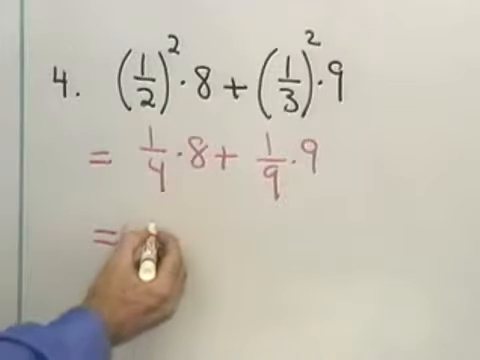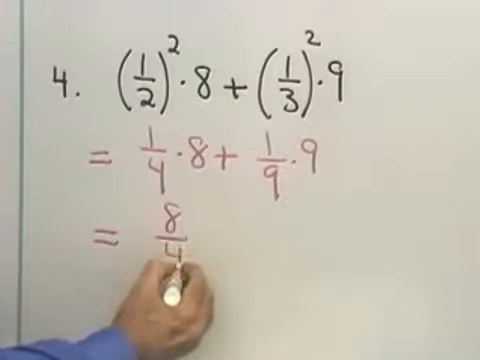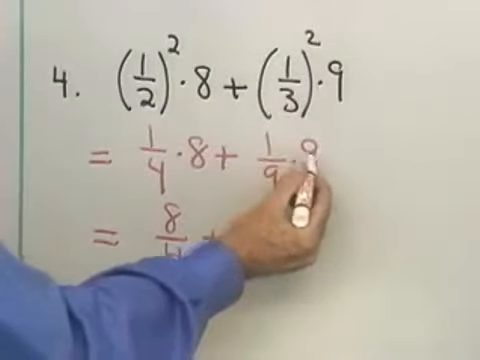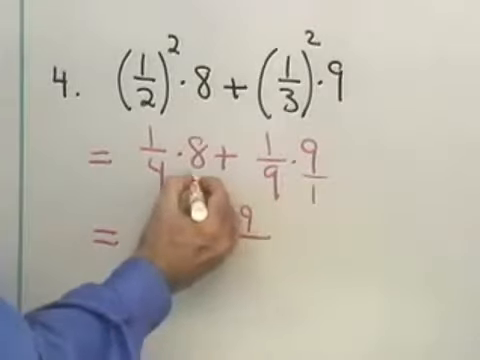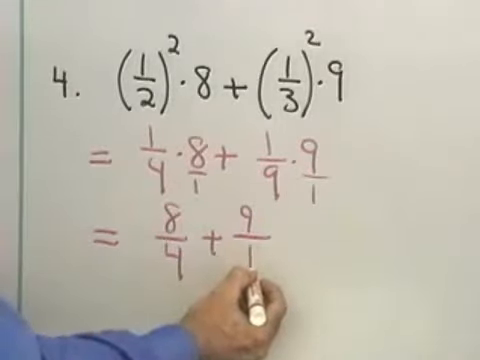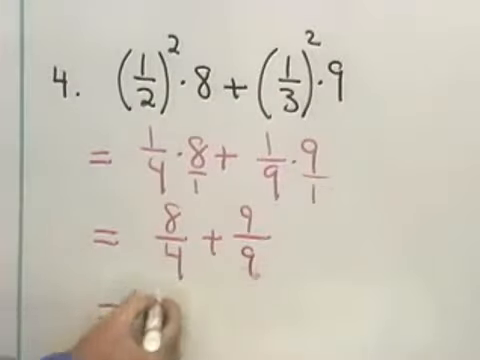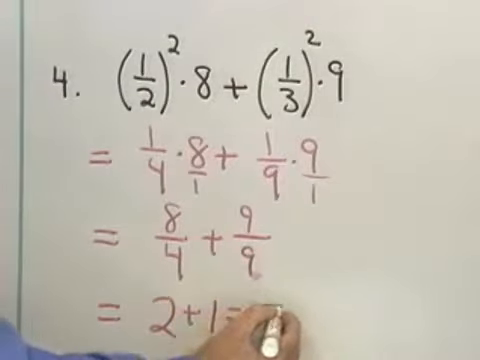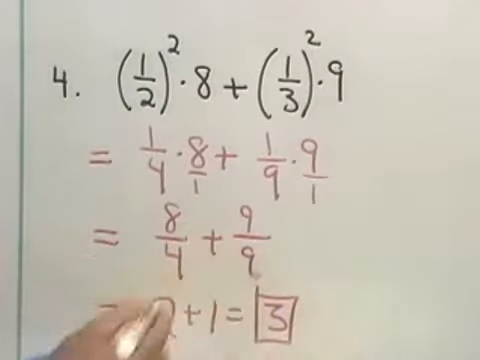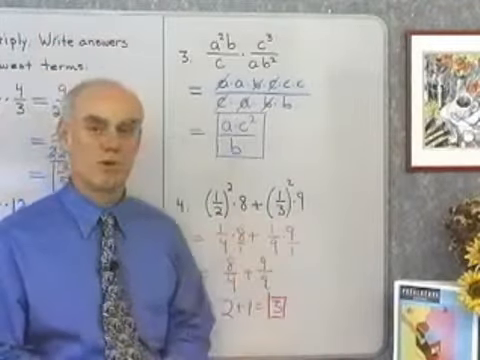1/4 times 8 will be 1 times 8, which is 8, over 4 times 1, which is 4. This will be 1 times 9, which is 9, over 9 times 1. Remember, this denominator and this denominator are both 1s. So I end up with 8 over 4 is just 2. When I reduce that to lowest terms, 9 over 9 is 1. And so I end up with just 3. So another problem that involves multiplication of fractions and that rule for order of operation.